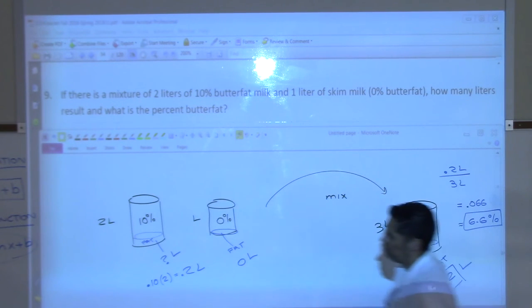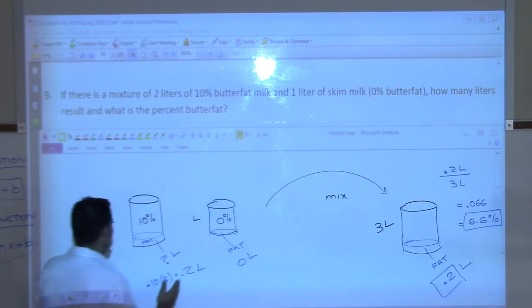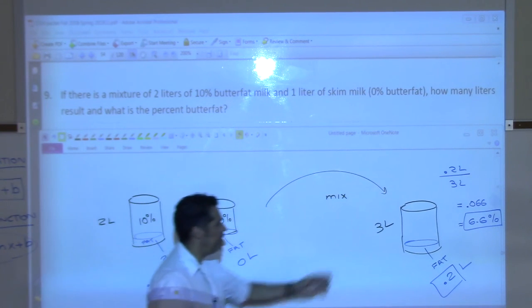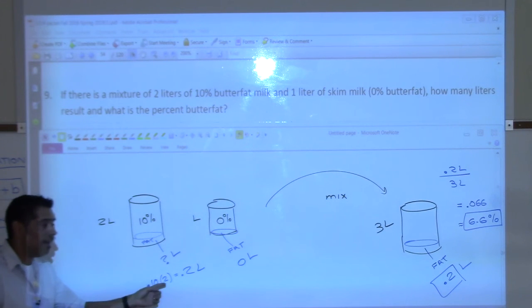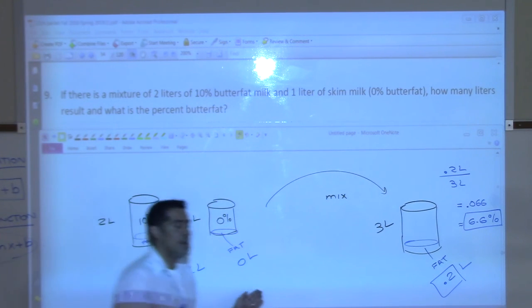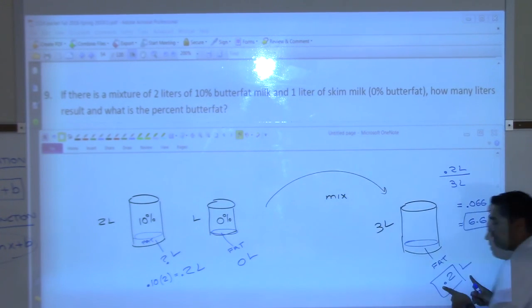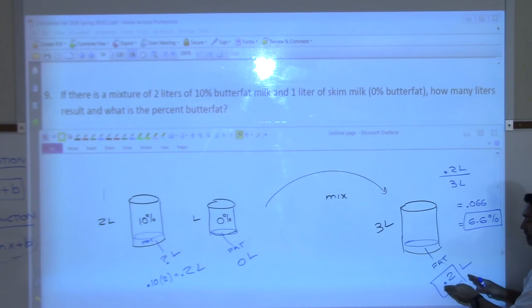So what you do, to do these problems, is you figure out how many liters are here, how many liters are here, and that'll figure out how many liters in the mixture. You figure out how many liters of fat you have here, how many liters of fat you have here. You add them up, and that'll be how many liters of fat are in the mixture. Take that fat, divide it by these liters, and that gives you the percentage.